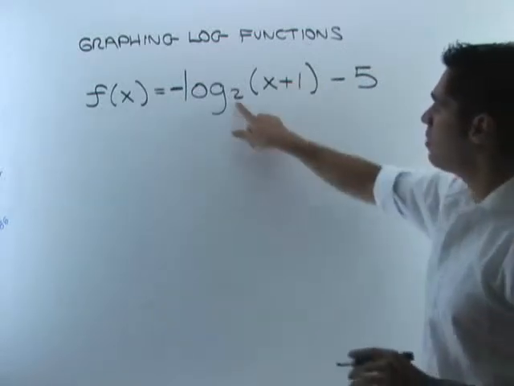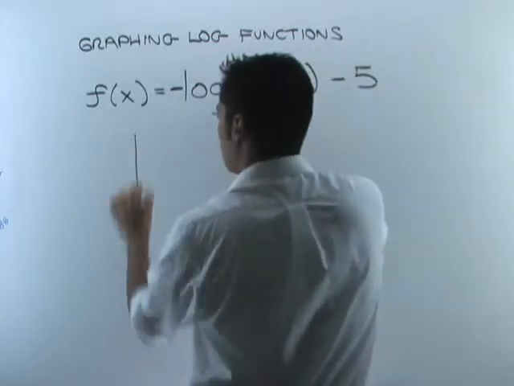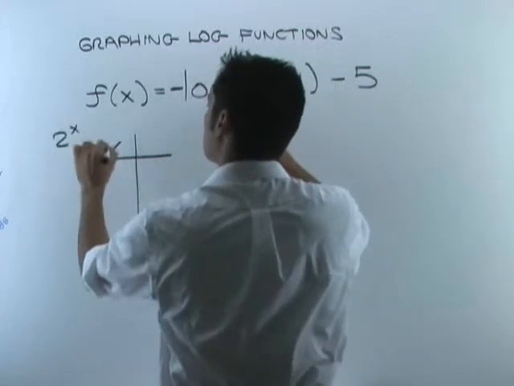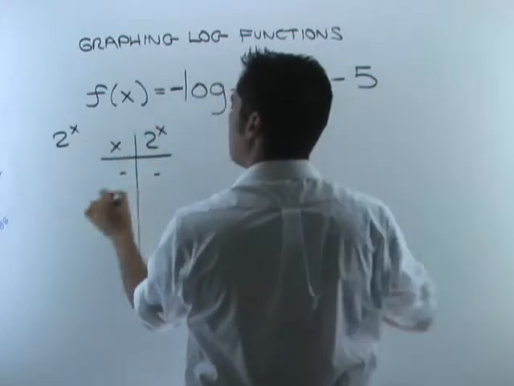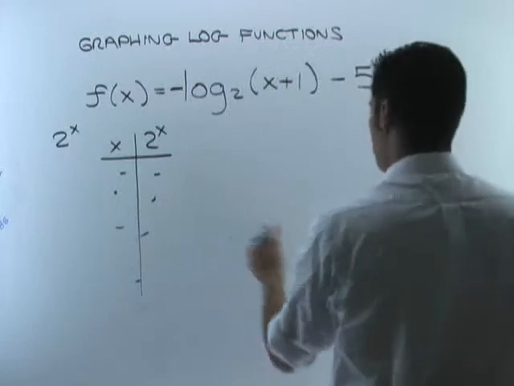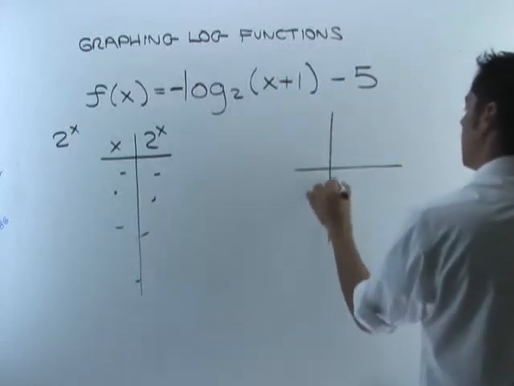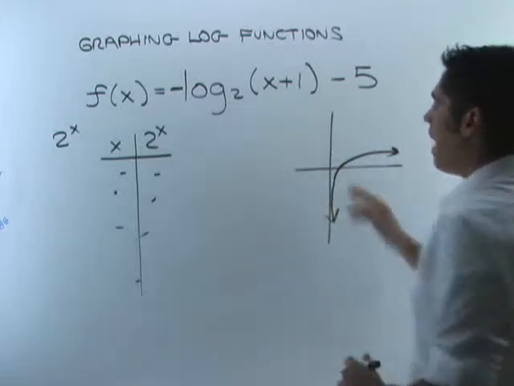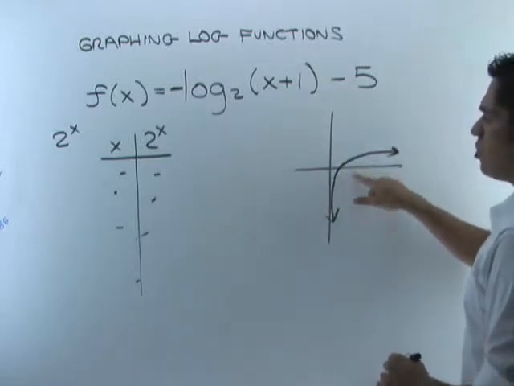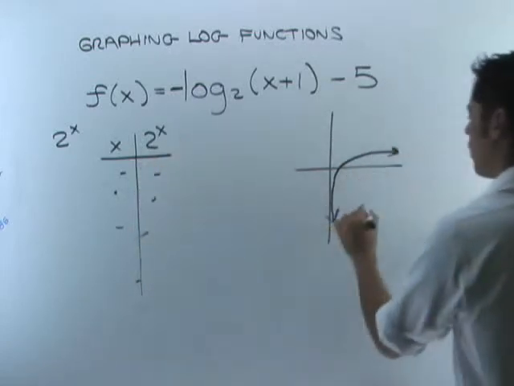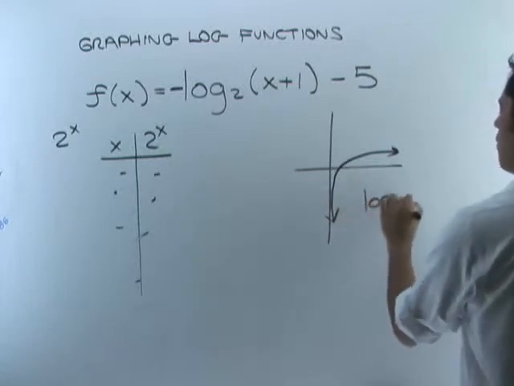Well, again, the first thing you're going to do is look at the base. You're going to come up with this table for 2 to the x. Come up with your points, flip them over, and then draw the graph. So you'll have something like this. This right here is just taking those points and flipping them over. That's just log base 2 of x.